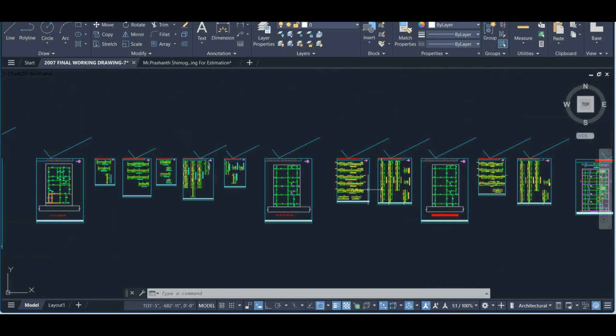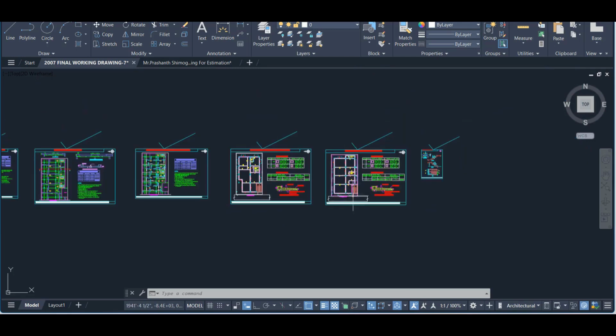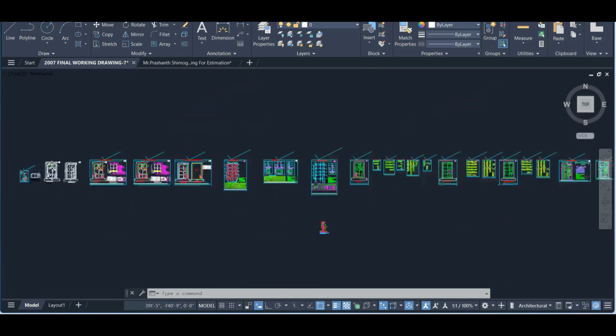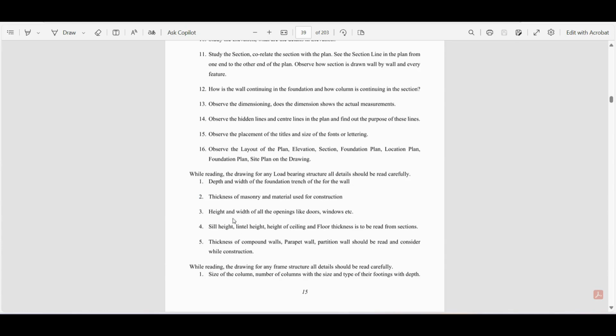The tools we normally use in AutoCAD itself are the draw tools, modify tools, layer tools, dimension tools, like that. At the end, we have to give all these drawings, structural drawings and architectural drawings. So this is how the submission plan is.